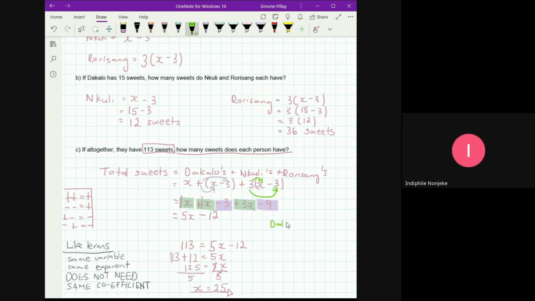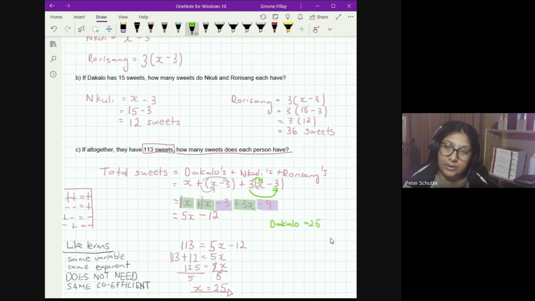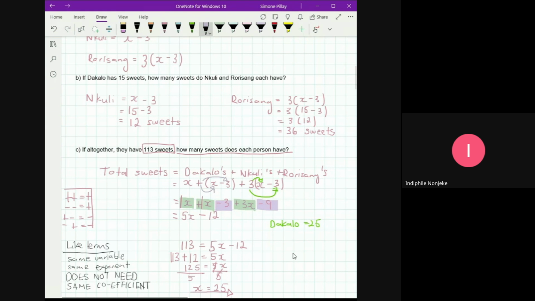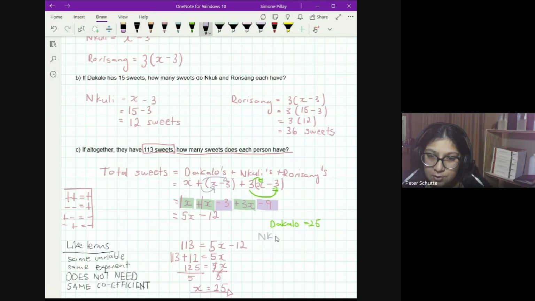I'm not actually sure, ma'am. So we know now that the color will have 25 sweets because he has x sweets. Do I know how many sweets Nkuli is going to have and how many sweets Rorisang is going to have? No, ma'am. So let's do that quickly. How many sweets will Nkuli have?